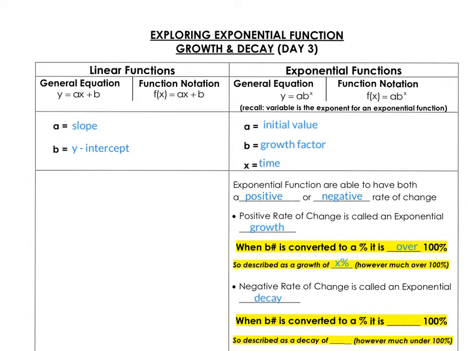Negative rate of change is called exponential decay. And this is when the b number, converted to a percent, is under 100%. So this is described as a decay of x percent, being however much under 100% we have. So for example, if the b number is converted to 75%, then we've lost 25%. So that's described as a decay of 25%, because 75% is 25% away from 100%. Okay, we'll talk about more examples coming up.